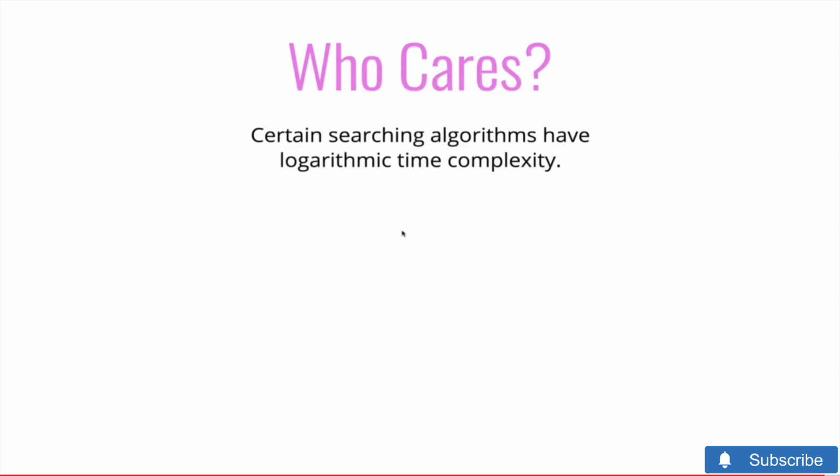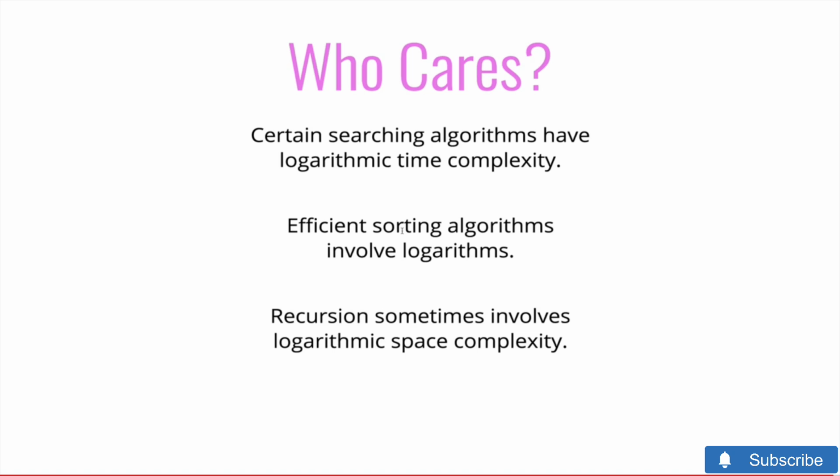So certain searching algorithms do have logarithmic time complexity, and we will see those as we go and progress through the course. Also, efficient sorting algorithms involve logs. So not all sorting algorithms, but some of the more efficient ones do. So we'll see that as well. And then finally, recursion, another topic. So basically there's 3 reasons here, none of which we've actually discussed. So this might not make a lot of sense. I'm basically saying in the future, we're going to see it at this place, and this place. Searching algorithms, efficient sorting, and recursion. And that has to do with space complexity with recursion, not time. So hopefully these will make more sense once we get there.